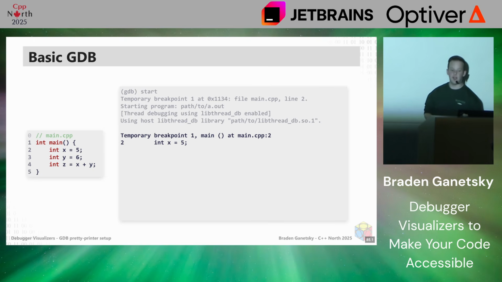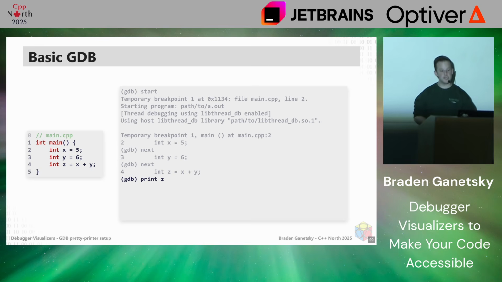I don't want to be at that line, I want to go next. Now I'm at this line, line 3, and I want to go next again, and now I'm at line 4. Let's print out what z equals. So z equals 0. Okay. That's wrong because we are at the line. We have not yet executed the line.